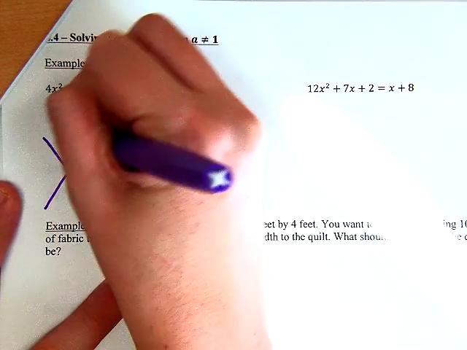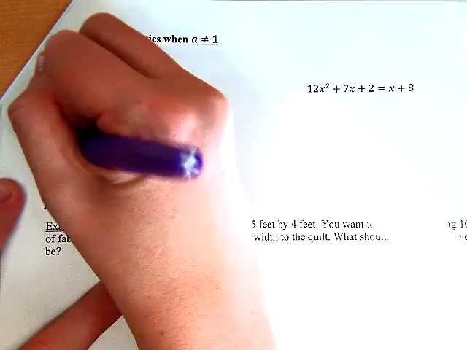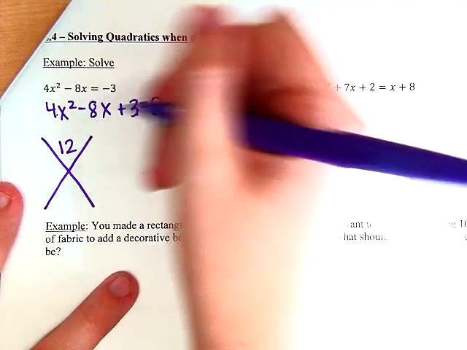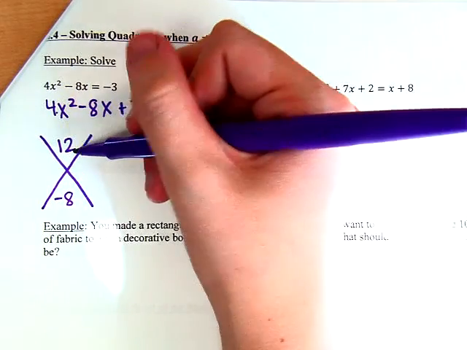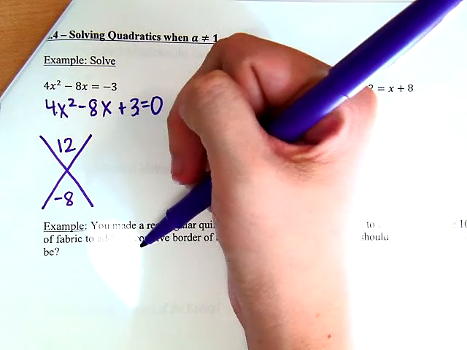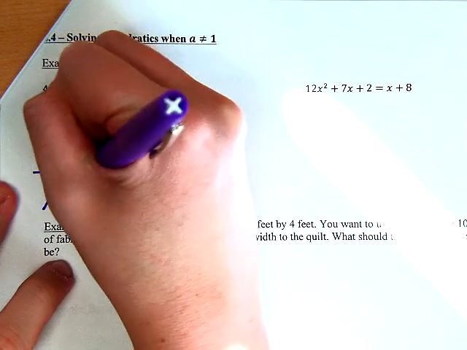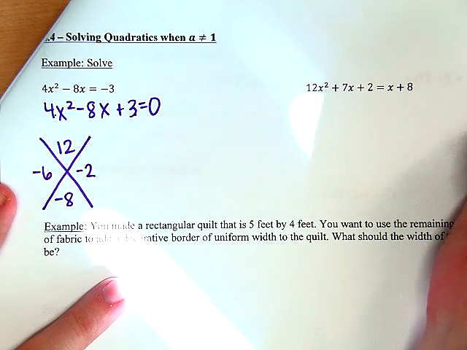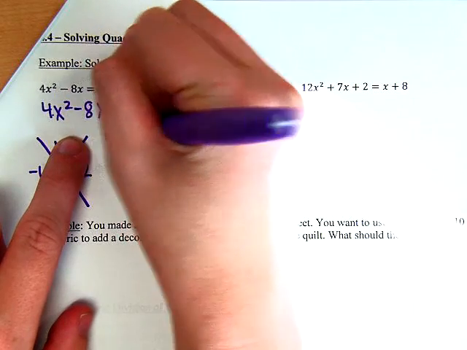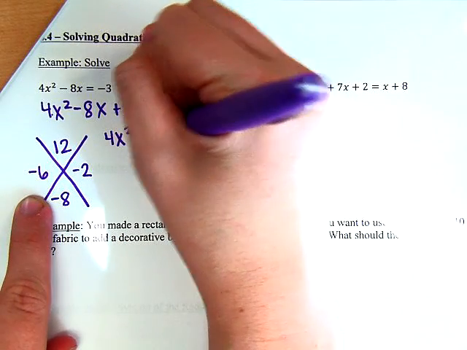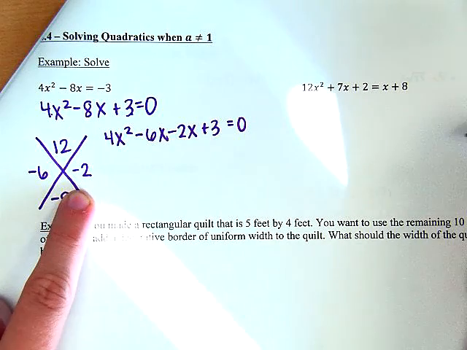So we make our x, and in the top we put the first times the last. So I got 4 times 3 and I get 12. And then the bottom one I put negative 8. Now I think to myself, what multiplies to be 12 and adds to be negative 8? Well, that would be negative 6 and negative 2. So those are what I'm going to replace this with. So instead of 4x squared minus 8x, I got 4x squared minus 6x minus 2x plus 3 equals 0.